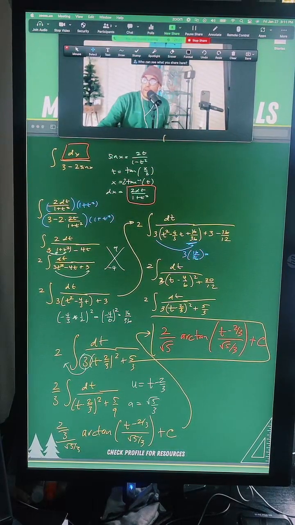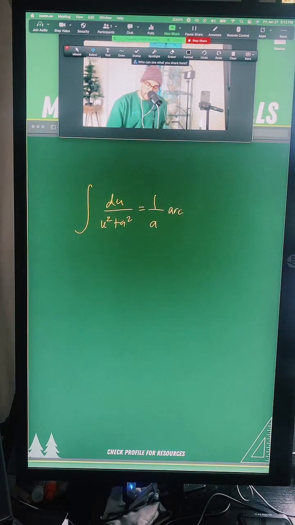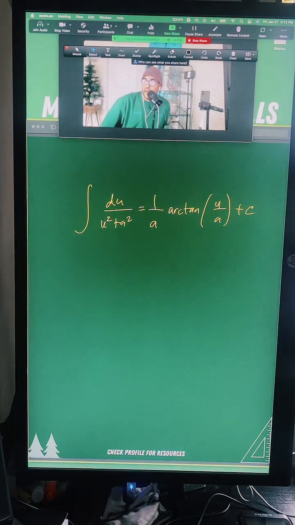Yes, Mara. So whenever you have u squared plus a squared, that is arctan. So really, this is the general integration for u squared plus a squared. And the solution for that is always 1 over a arctan of u over a and then plus c. And it's kind of nice. Now, I want you to think about that. Natural log of any quadratic equation.